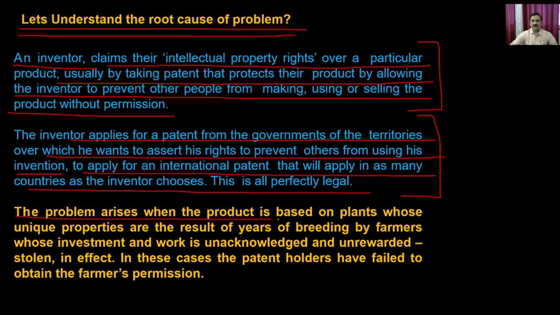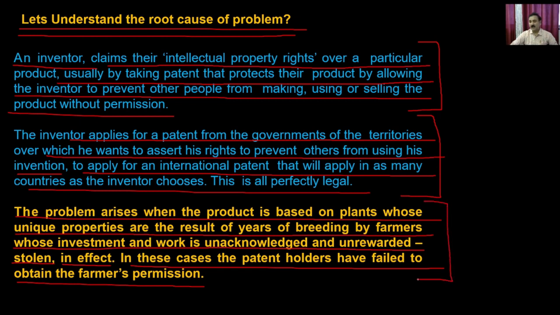The problem arises when the product is based on a plant or animal whose unique properties are the result of years of breeding by farmers whose investment and work is unacknowledged and unrewarded, stolen. In fact, in these cases, the patent holders have failed to obtain the farmers' permission. For example, turmeric is cultivated by farmers, and these farmers know all its properties, and they might have developed a database or information system for that.